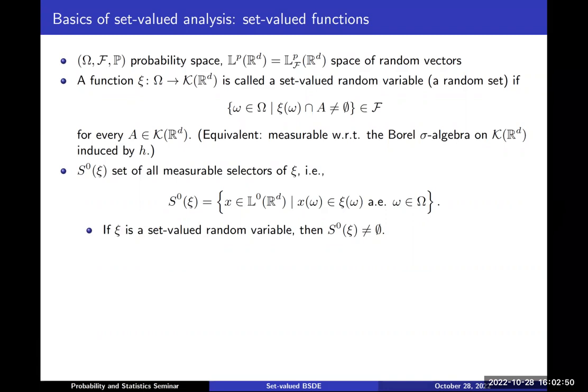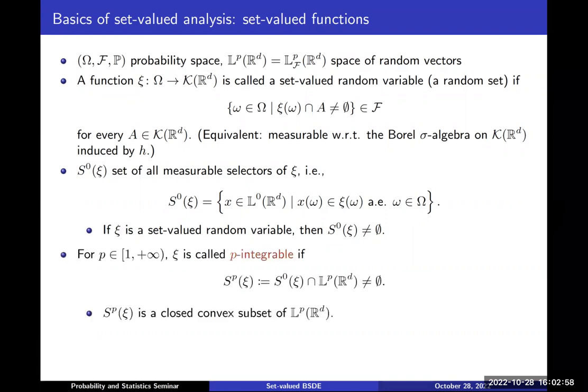Whenever you have a measurable multifunction, it always has a measurable selection. This is a theorem. Without this, of course, you cannot do anything interesting. If you have a measurable selection which is also integrable, then you call it an integrable selection. So this is S^p, just like L^0 and L^p. I have S^0 and S^p of a random set. It's a closed convex subset of the space of random vectors.